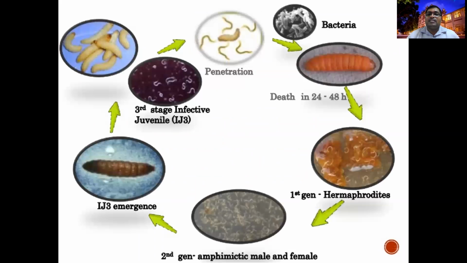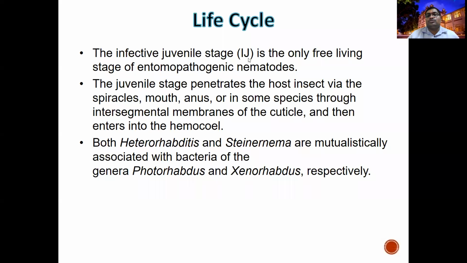If you take the life cycle of these entomopathogenic nematodes from the egg, juveniles will come out, right? The first stage juvenile is the only free living stage of entomopathogenic nematodes. This infective juvenile stage is the only free living stage. The juvenile penetrates the host insect through the natural openings or where the soft tissues are present in the insect body, right?